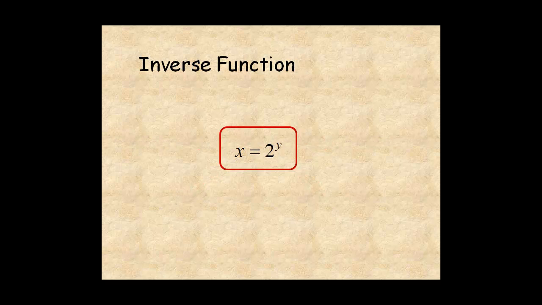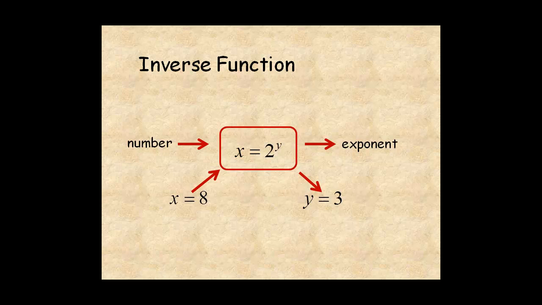For the inverse, you input a number and output an exponent. For example, if you input the number 8, the output is the exponent 3. The output is the exponent 3, to which you raise the base 2 to get the number 8.